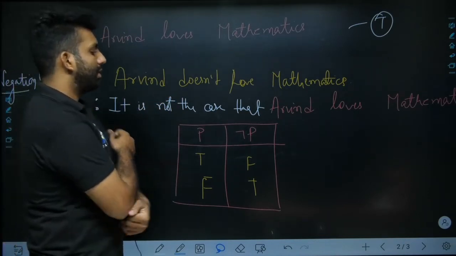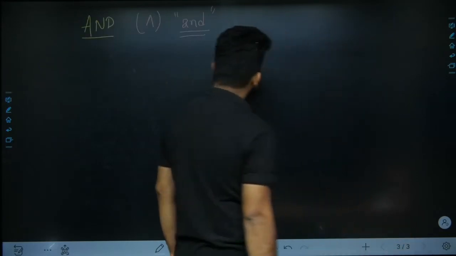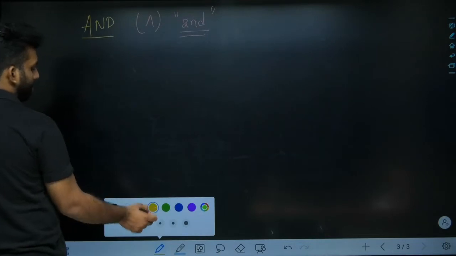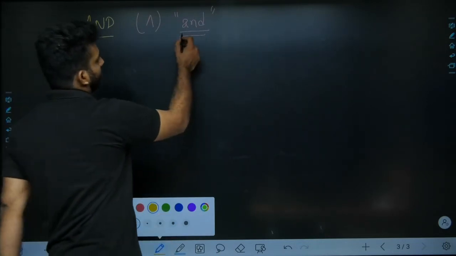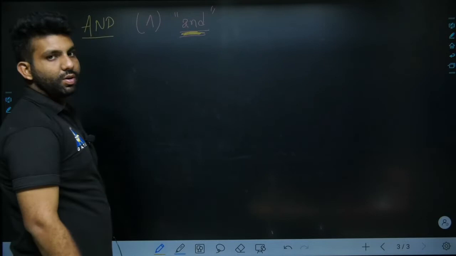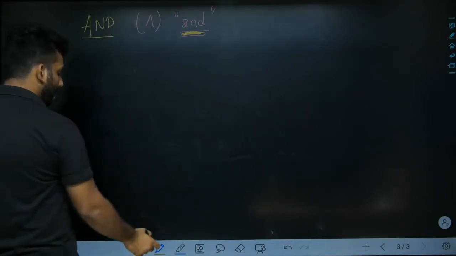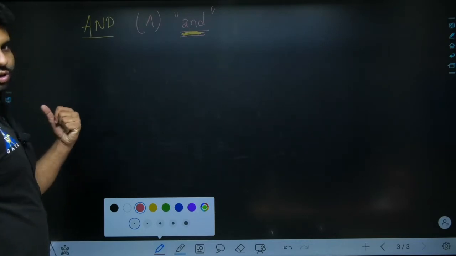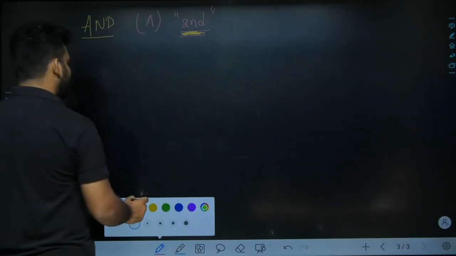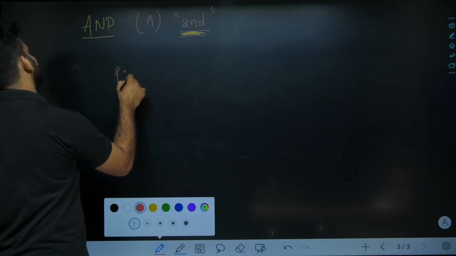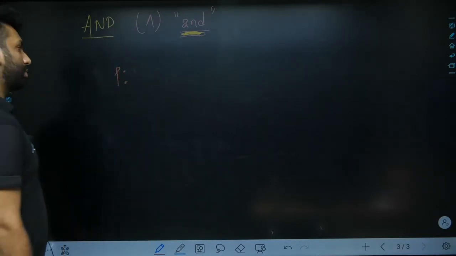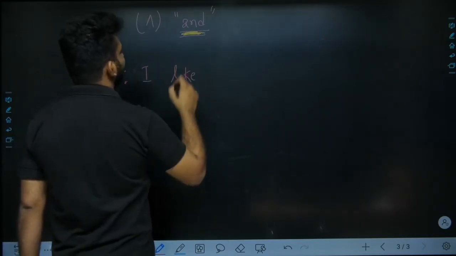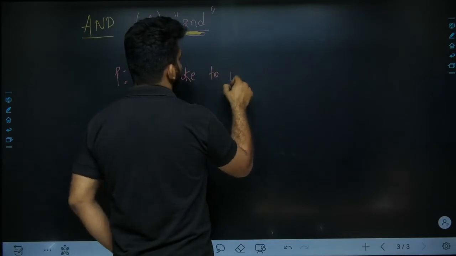Similarly, if I talk about the AND operator, most of the time you will find this. Let's see how we use this connective, what exactly its truth table is, and how it works. Let's say P is a proposition which says I like to play football.